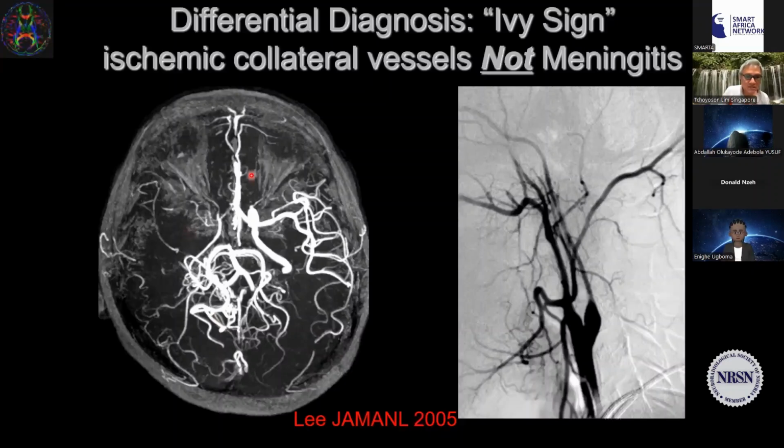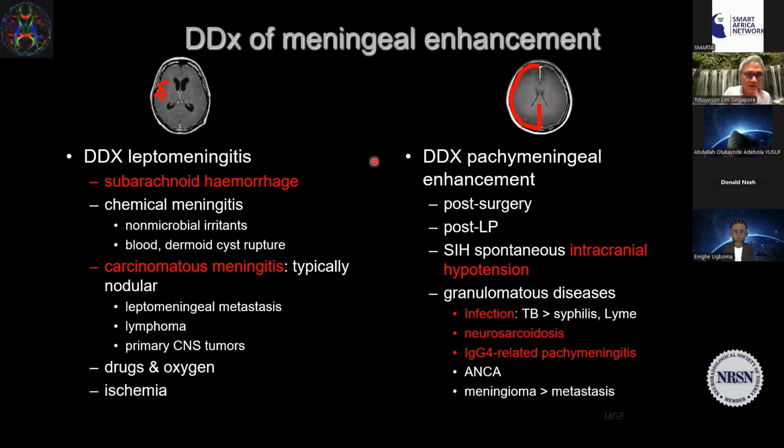So don't forget, ischemic collateral vessels can mimic meningitis in some instances. This is a very rare condition. We published it as a case report way back in 2005. So be aware that not everything that has enhancement in that pattern is caused by meningitis. And I'll bring you back to the differential diagnosis for leptomeningeal contrast enhancement. One of them is ischemia, the IVY sign.